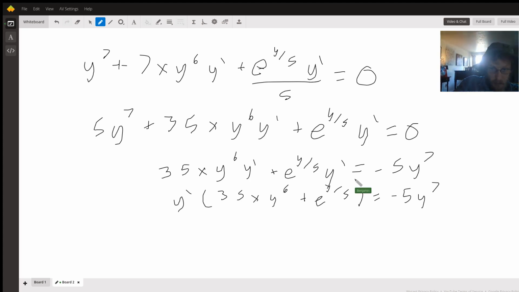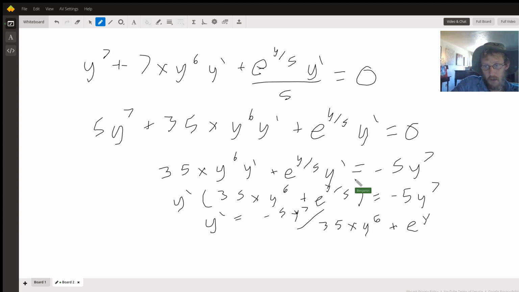And then y prime equals negative 5 y to the 7th over 35 x y to the 6th plus e to the y over 5. Okay. And then there is our answer by implicit differentiation.